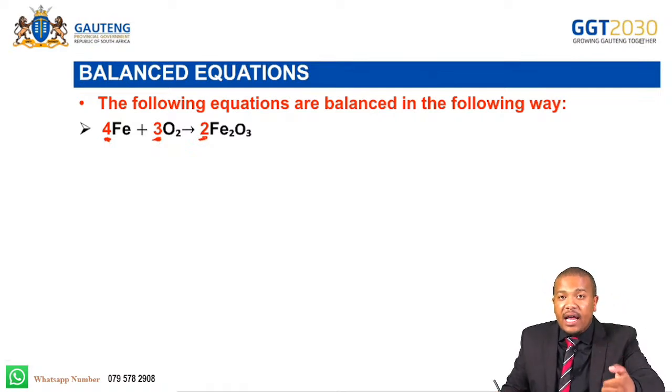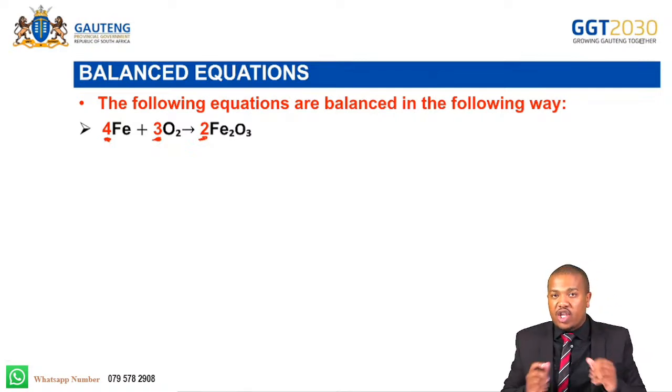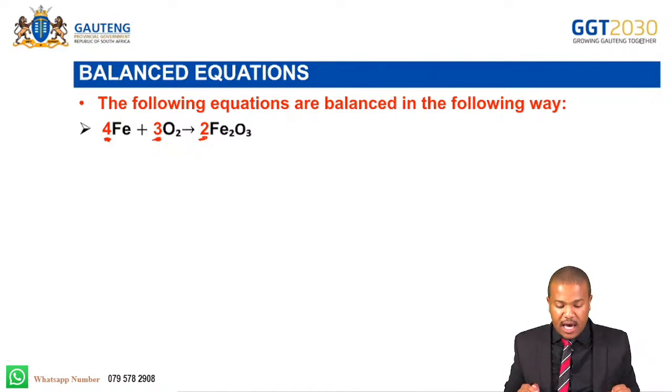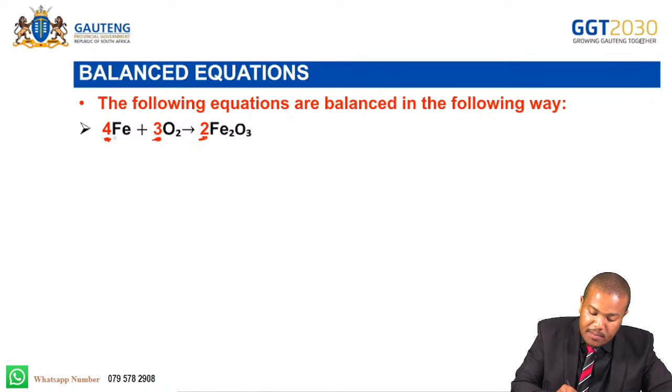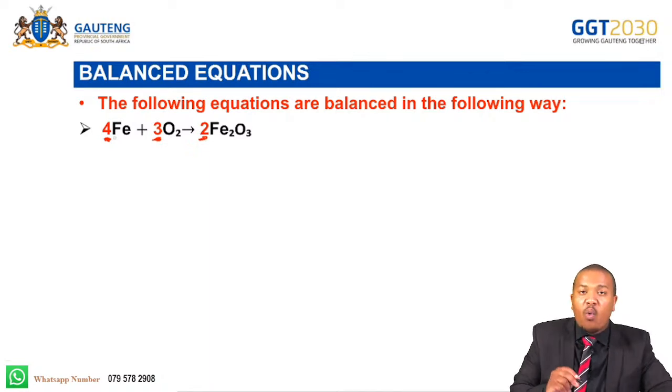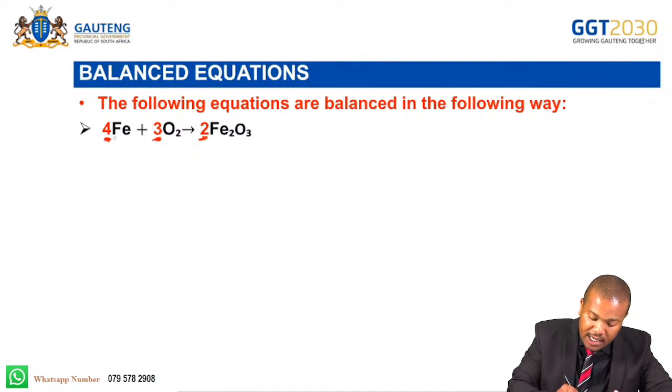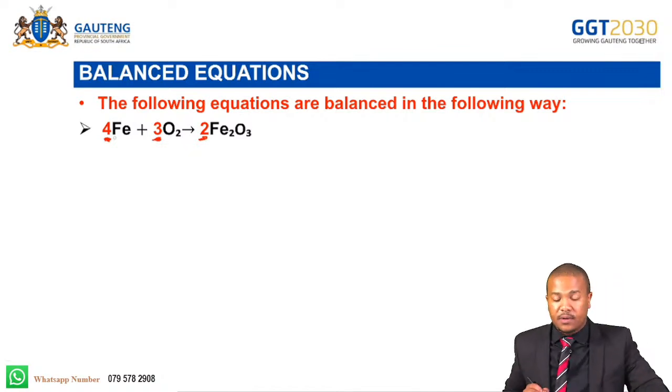The elements in that molecule, right? So we have 4Fe here, right? This 4Fe simply means 4 multiplied by 1Fe, which gives us 4 what? Fe, right? 4 ions, right?